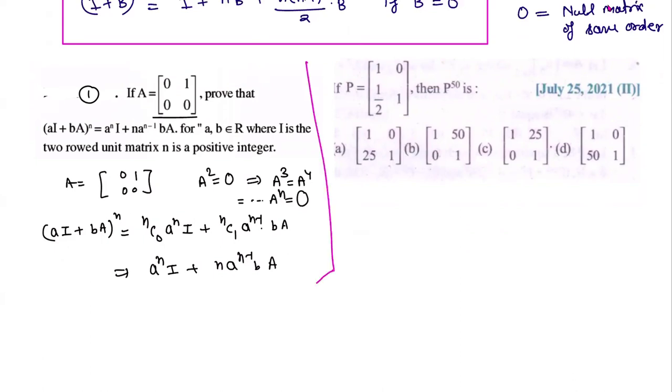Now here we need to find P power 50. We have both methods. Which method are you going to opt for, first or second? Sir, first: P power 1, P power 2, P power 3. Yes, sir, lengthy, no? Okay, for this also I will give you one concept. If you ask me the answer, I can directly give you the answer.